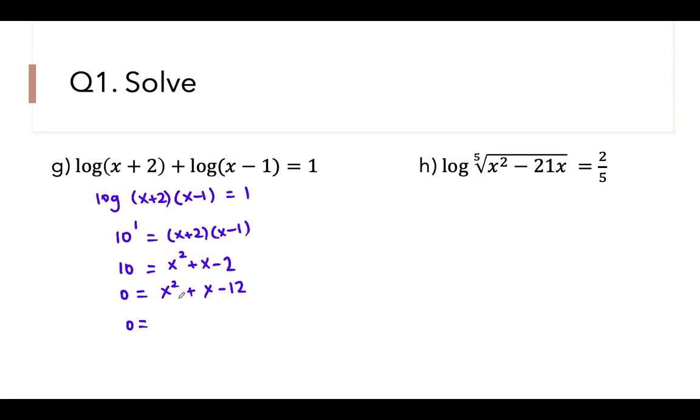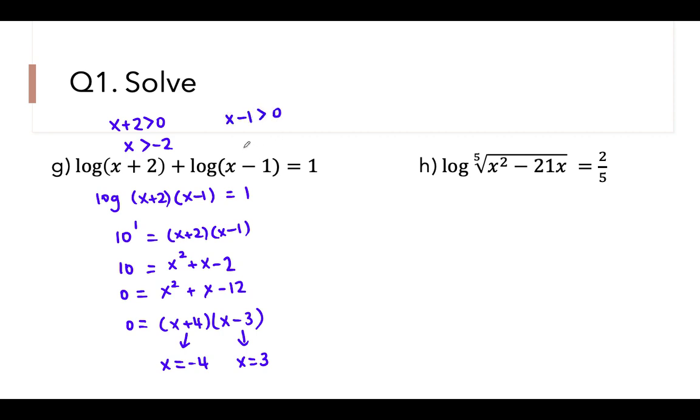And then it is factorable, so it's a trinomial factor. So x plus 4, x minus 3. Okay, so it looks like x can be negative 4, and x is equal to 3. Well, we got to double check. So when you're double checking, you always go back to your original. So the domain, x plus 2 has to be greater than 0. So that means x must be greater than negative 2. For this one, x minus 1 has to be greater than 0. So x must be greater than 1.